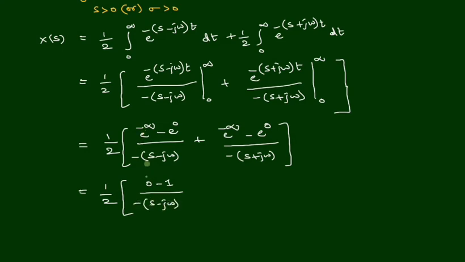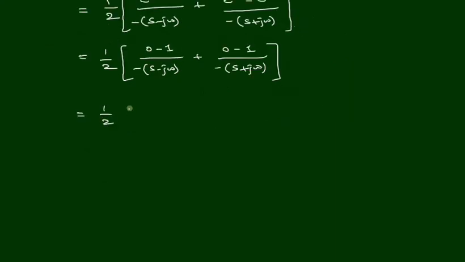So e^(-∞) value is 0 and e^0 is 1, plus the second term (0 minus 1) divided by minus of (s plus jω)]. That gives us 1/2 times [minus 1 by minus of (s minus jω). This becomes 1/(s minus jω), plus the second term, minus 1 by minus of this.